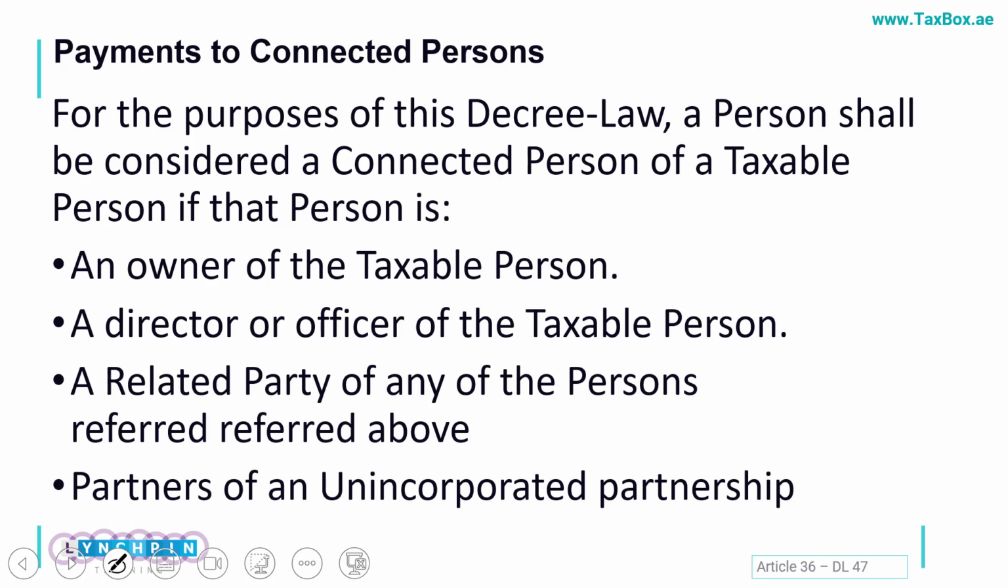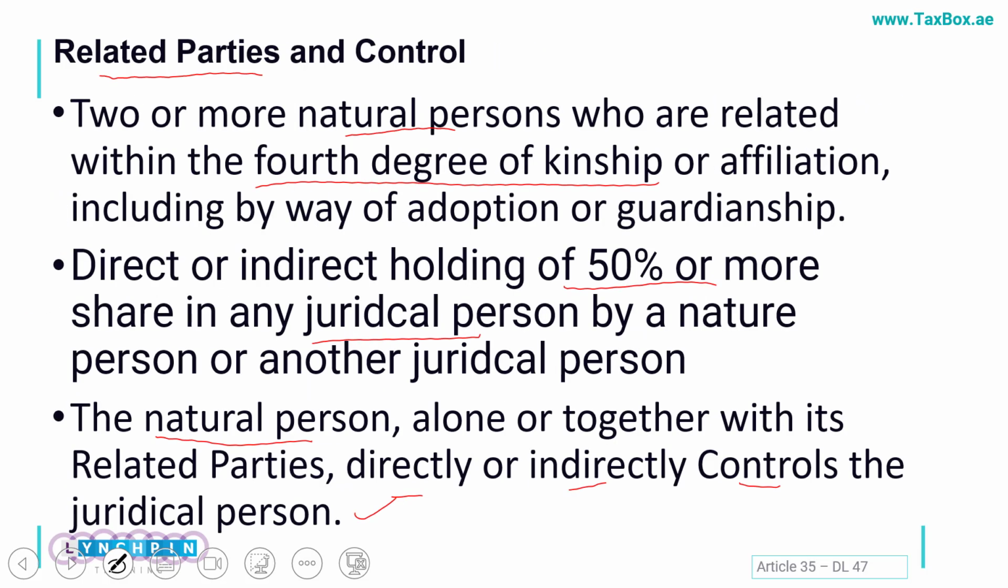Okay, if we are making any payment to a connected person, in this case also of course the arm's length principle will be applicable. Now who can be a connected person in this regard? First of all, it would be the owner of the business, a director or any officer of the entity, or a related party of any of the persons referred to above, which meets any of these 3 criteria.